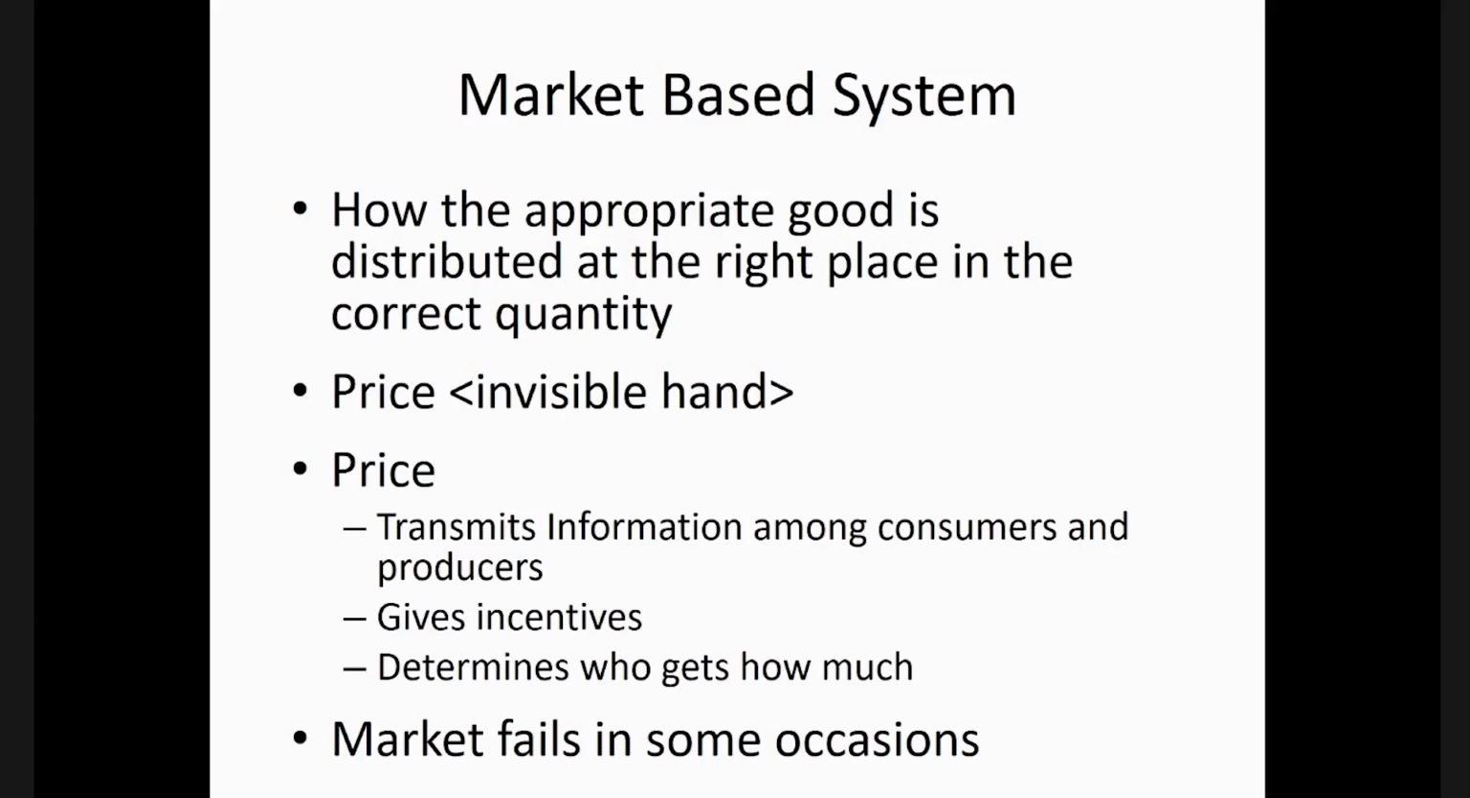And for whom to produce is also answered by price. For the people who can pay, the market will produce. Right? For the people who cannot pay, they will not be producing. So, if we do not interfere with the market, it works perfectly.